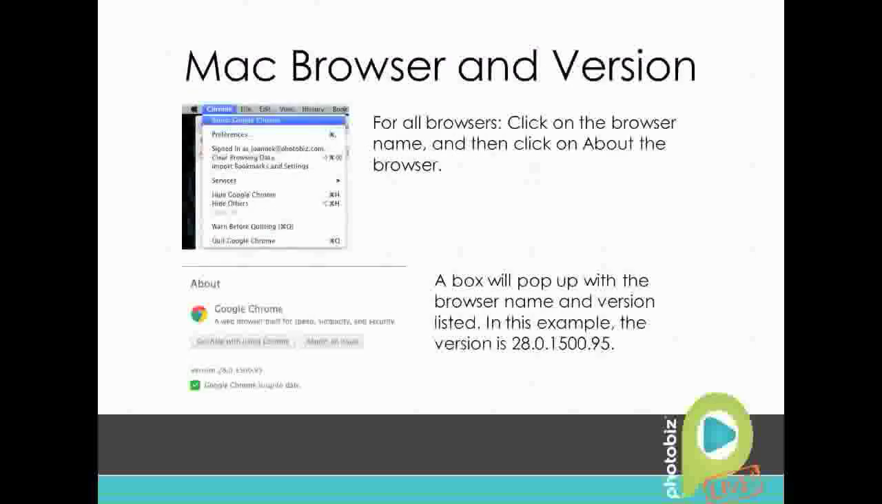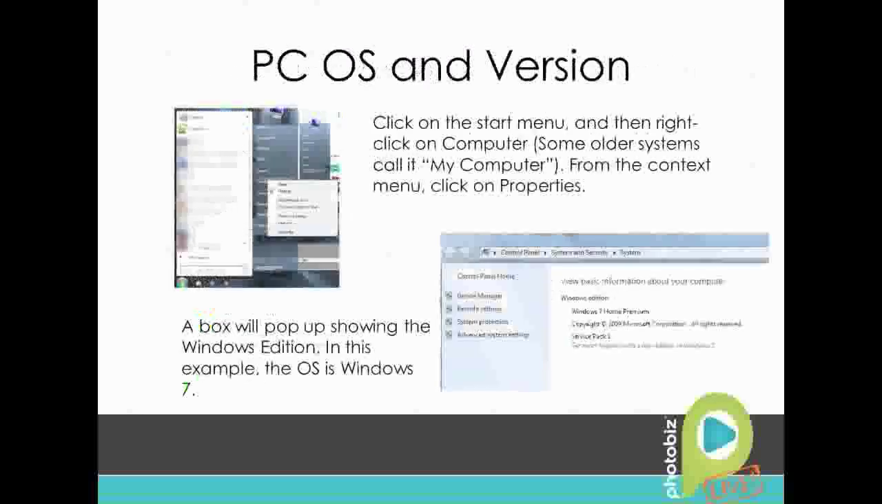Okay, Mac browser. For all browsers, it's pretty simple, and it usually works the same way in all of them. Up at the top, just click on the name of the browser and then click on About. In this case, we're looking at Chrome, so it'll say About Google Chrome. If you're looking at Safari, it'll say About Safari. You'll click on that About link, and it'll pop up a page or a box with the browser name and the version listed. In this example, you can see right there where it says version is 28.0.1500.95.